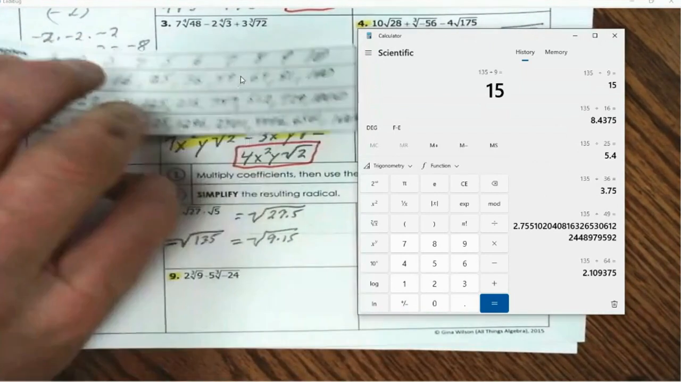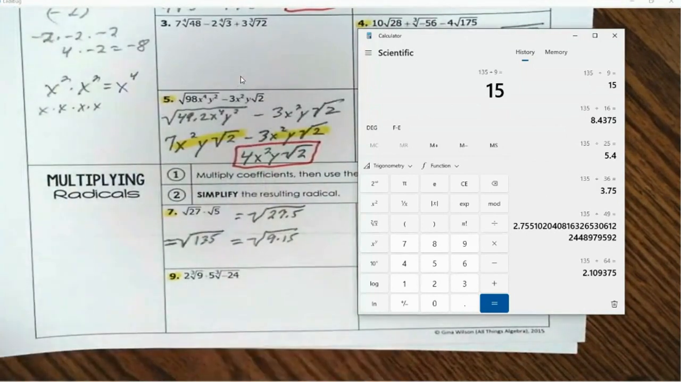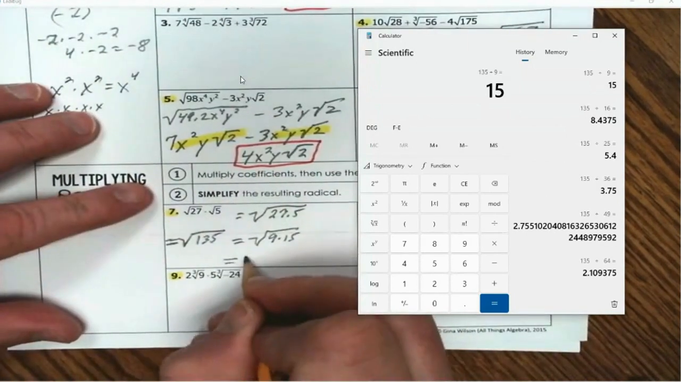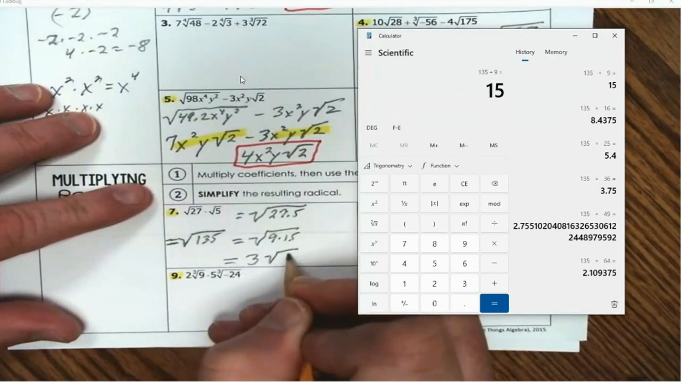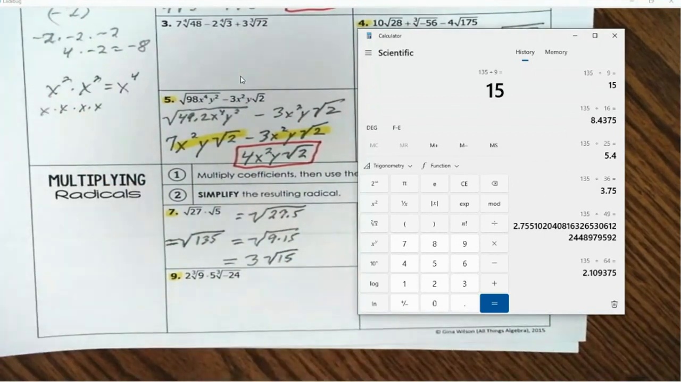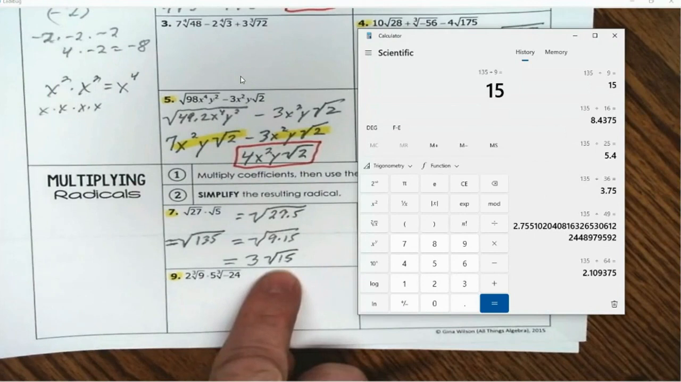All right, so we know 9 is a perfect square. So this is the same thing as 3 square roots of 15. We can't take the square root of 15. There are no perfect squares in there, but that's what it equals.